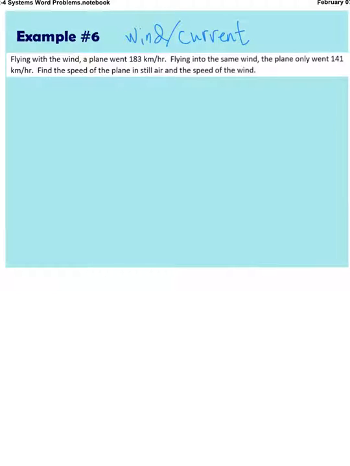So on this particular problem, it says, flying with the wind, a plane went 183 kilometers per hour. So that might be something that you want to highlight. Then we have flying into the same wind. So flying into the wind is different than flying with the wind. So this is going against it. The plane only went 141 kilometers per hour. Find the speed of the plane in still air and the speed of the wind. So that must be what we don't know.